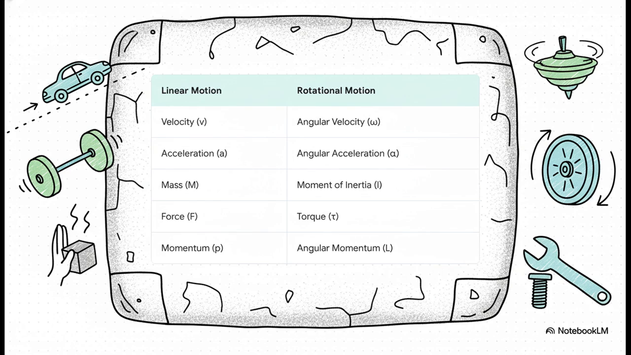On the left, you've got stuff you already get. Velocity is how fast you're going. Mass is how much stuff you're made of. A force is a push or a pull. Well, on the right, you have their direct rotational twins. The big idea here is simple. For every concept in linear motion, there's an identical one in rotational motion. We're not learning new rules, we're just learning new words for the same rules.